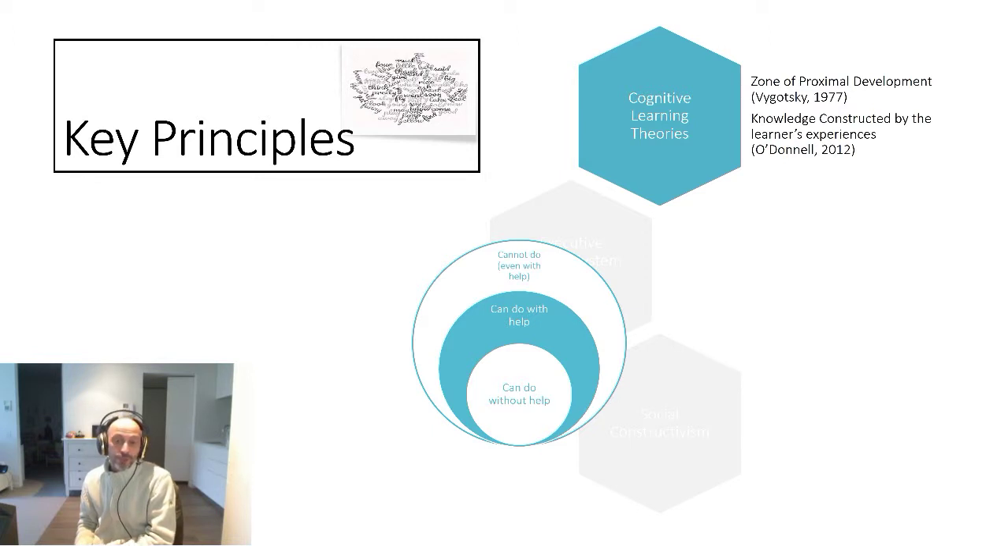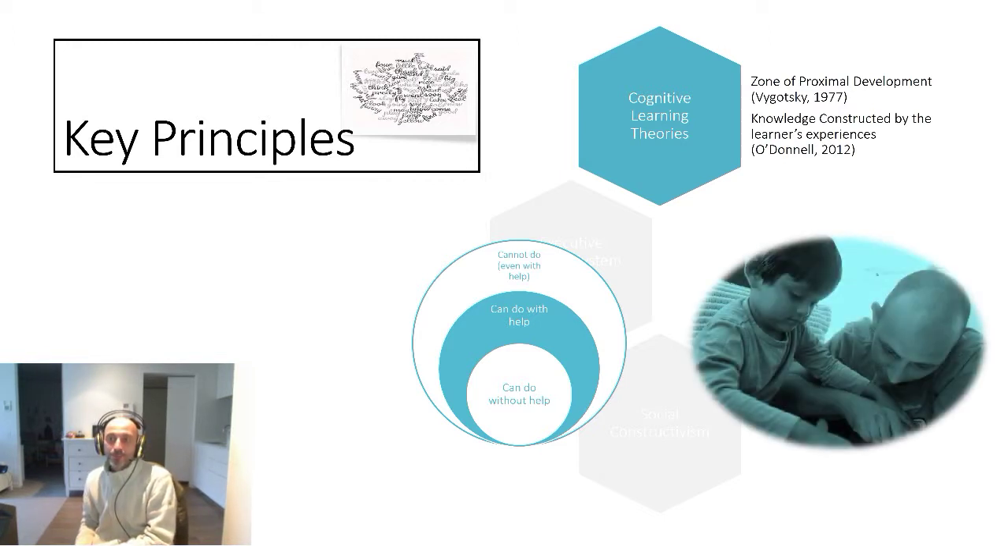there are 3 zones. Children can do certain things without help. There are other things that they may be able to do, but they need some assistance. And there's the stuff that they can't do even with help. And probably the analogy for this, for somebody older obviously, would be a learner driver. A learner driver can drive with an instructor when they first start, but they wouldn't be able to do it on their own. If you were to put that same person in an aeroplane and ask them to fly a plane, even with help, they wouldn't be able to do it. The second concept is really that knowledge is constructed by the learner's experiences.